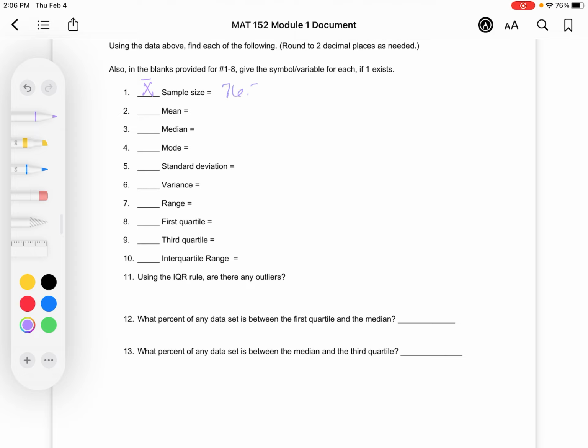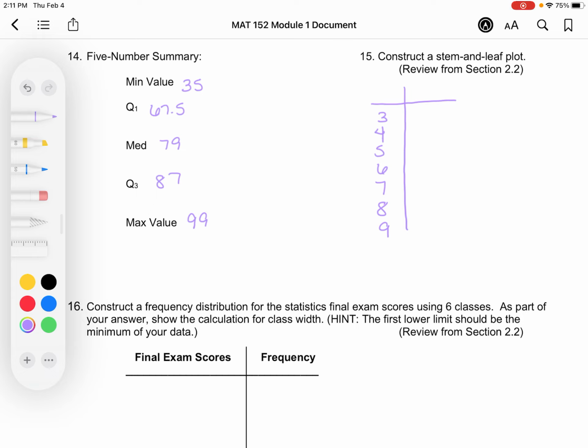Number 15 wants us to construct a stem and leaf display. So we're going to go back to section 2.2 for this. Our data went from 35 to 99, so we're going to start with a 3, 4, 5, 6, 7, 8, 9. Looking, and this is why having the data in order helps, we have 35. We have no 40s and no 50s.